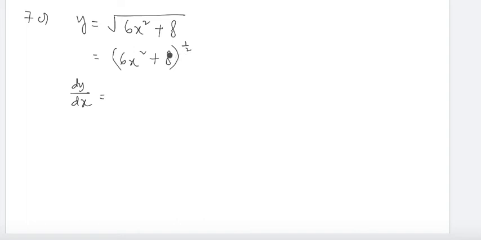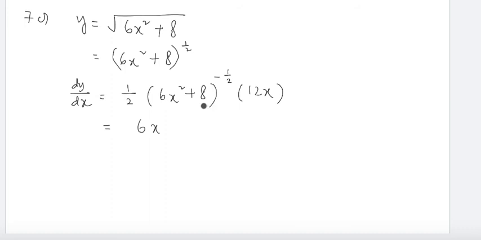Okay, now we start again, same method. How? 1 over 2 goes in front, and then this one inside, copy, 1 over 2 minus 1, you get negative 1 over 2. Then inside differentiate: 6x squared to 12x, 8 is no more, finish. Okay, and then 1 over 2 times 12x gives 6x. This one I say, the power is negative, you go down.